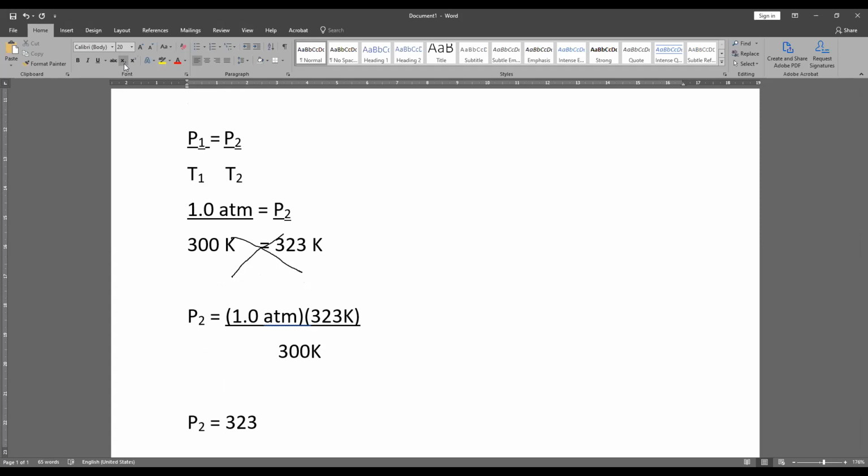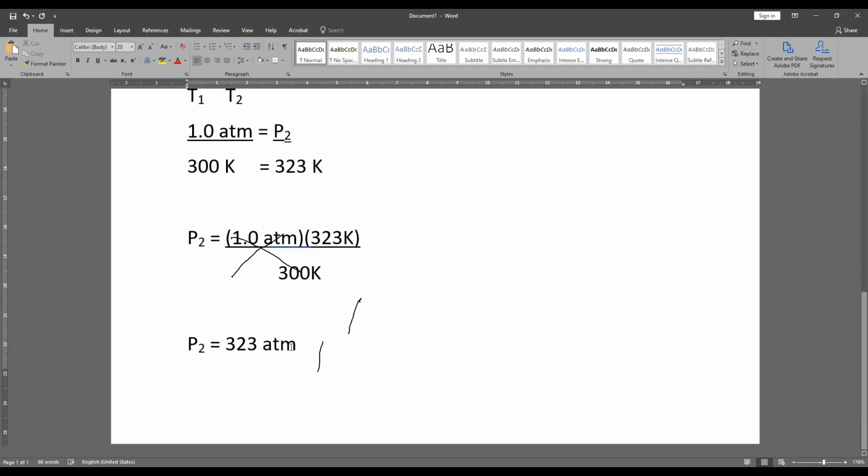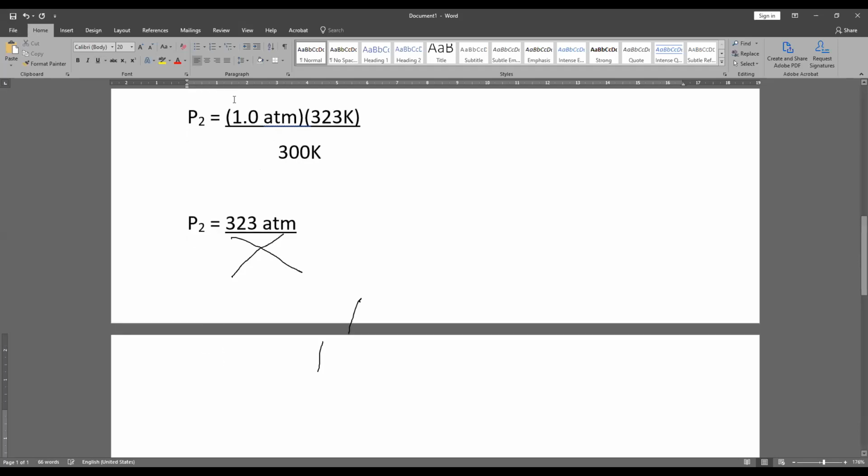Diba we divide by this one? Again. If we have division here, definitely we can cancel actually the K. Oh, yes. Right, sorry. Because we're talking about atmospheric pressure. Okay. So, 1 times 323, that is 323 ATM atmospheric pressure over 300. Over 300, right?